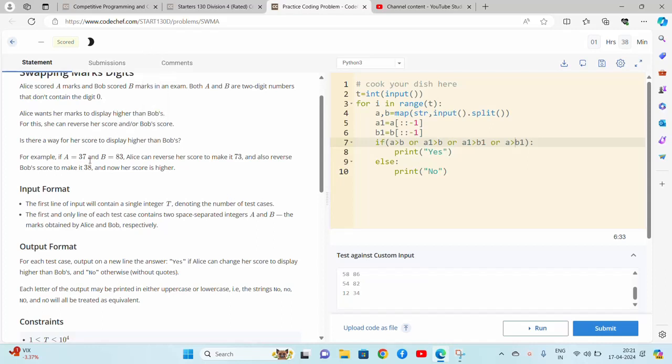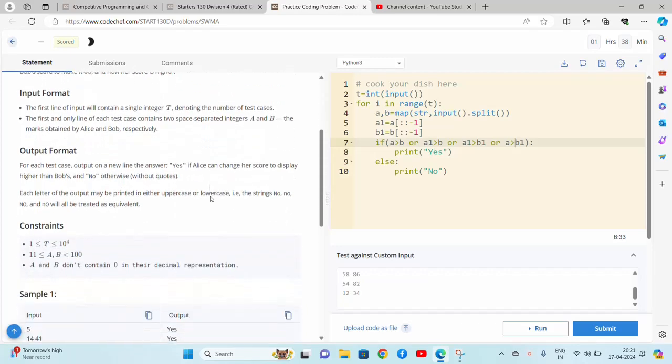Here you can see 37. The reverse of 37 is 73. After reversing Alice's marks also, Alice cannot score more than Bob's 83, right? So here we can reverse 83 also, which gives 38. So 73 is greater than 38. In this way, we can solve this problem.